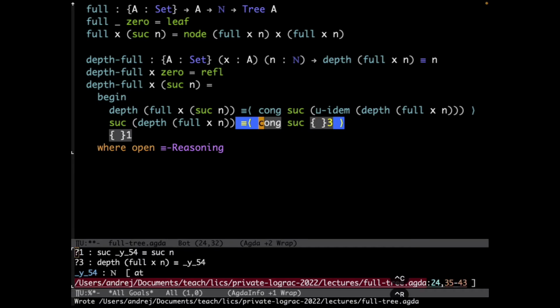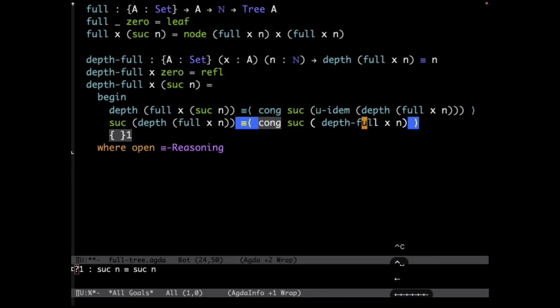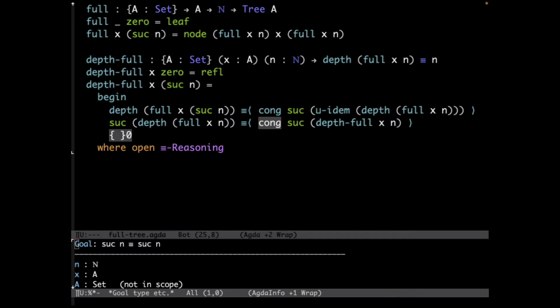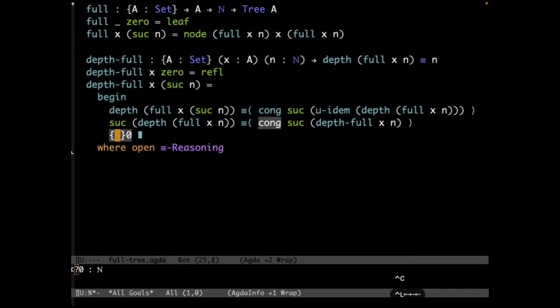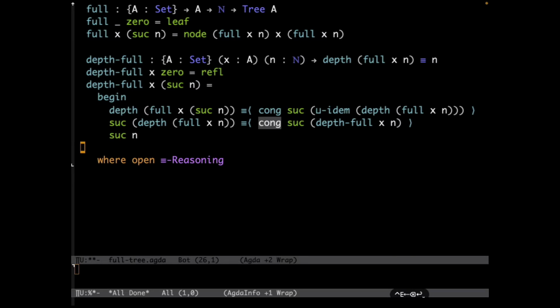Control-C, Control-R, and it says, what do you want to do? And I say, well, I want to use the induction hypothesis, which is depth full of x and n. I submit this, and it's happy. Now I say, what do you want? Oh, I'm done. Now that I'm done, I say QED. And then I say, finish this off, you know what it is, boom. And usually people put QED down here.